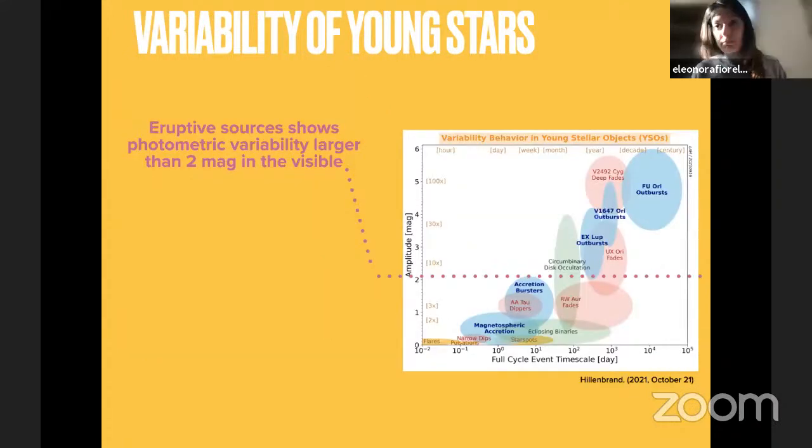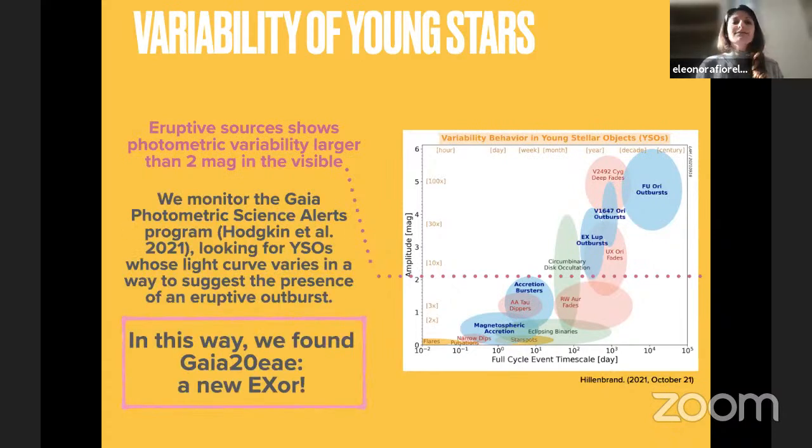So how can we look for other eruptive sources? The sources are variable, so they experience variability. And here you can see that the variability of young stellar objects in general can be due to different kinds of phenomena. Among these, we have EXor outbursts and FUor outbursts, which are the sources we are interested in. So the idea is that if the amplitude of the variability of young stars is larger than 2 magnitudes, maybe we are looking at those kinds of objects. This is the idea we had when we started monitoring the Gaia Photometric Science Alerts program that Gabor already explained. In this way, we found several sources, among which Gaia20eae.